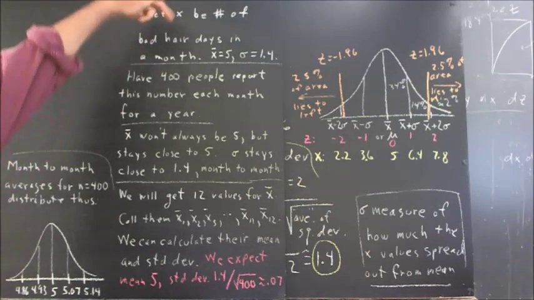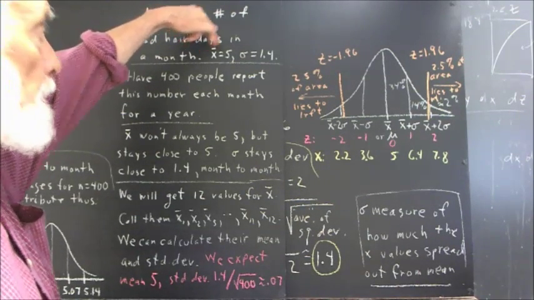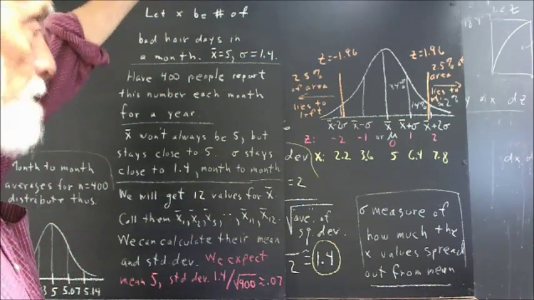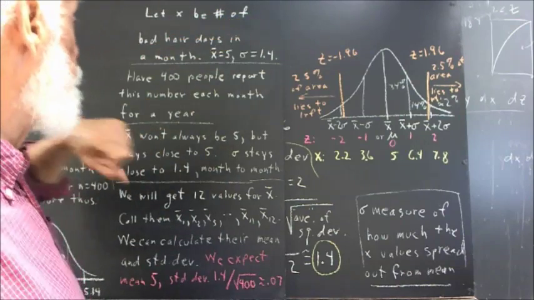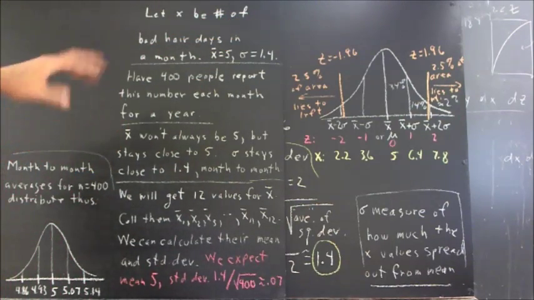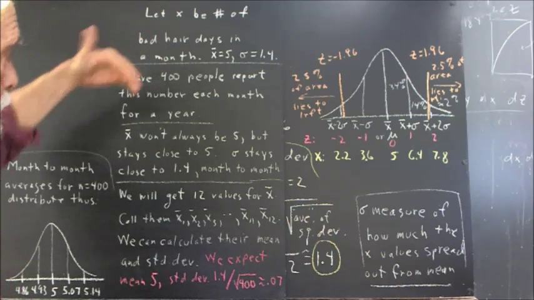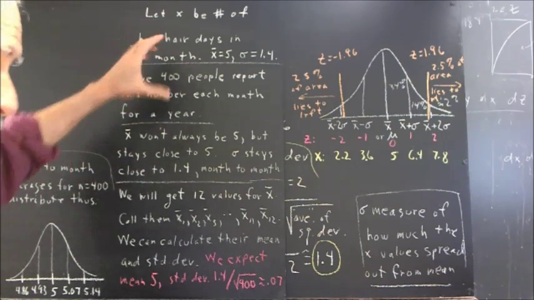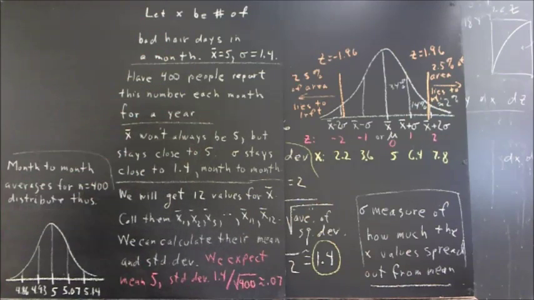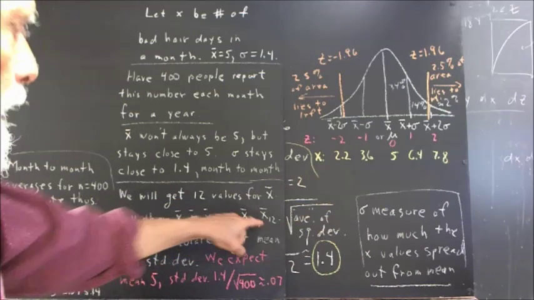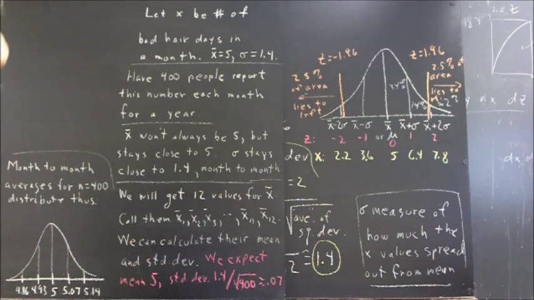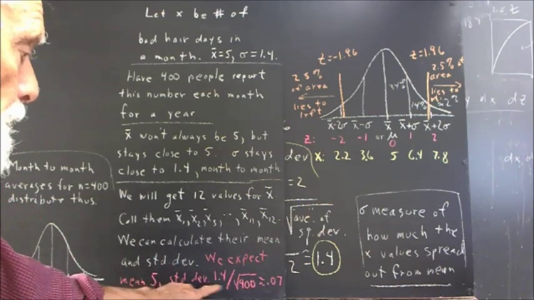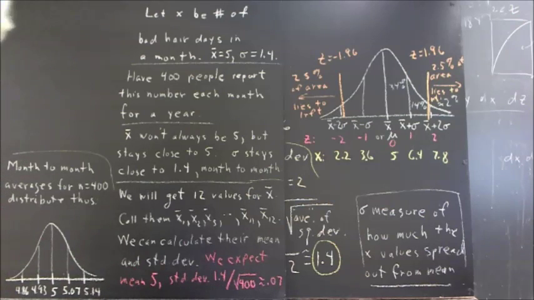So if the number of bad hair days tends to average 5 with a standard deviation from person to person, if you take a bunch of them, you get 1.4 for the standard deviation. Okay, if we have 400 people report the number each month for a year, then the average of those monthly reportings won't be exactly 5. You'll get 12 different averages, and those averages should have a standard deviation of about 0.07, the 1.4 divided by the square root of 400.